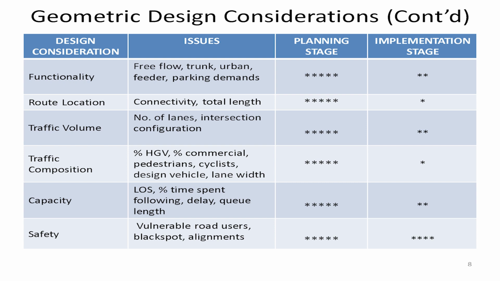Functionality is one key design consideration. And for functionality, we are thinking of how much free flow we want on the road intended. Is it going to be a trunk road? Is it going to be an urban road or a feeder road? What are the parking demands? High parking or layover demand would lead to the inclusion of things like lay-bys and parking strips.